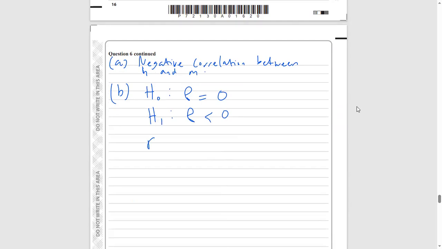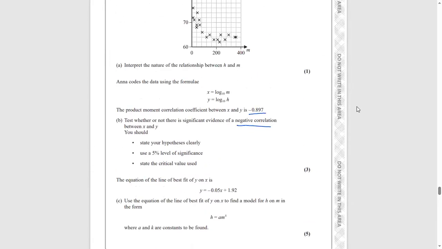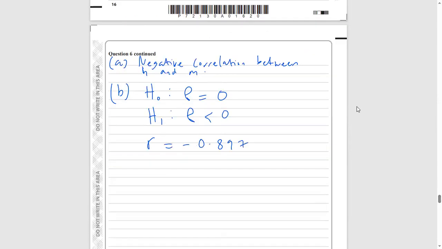I know that we've used rho in our hypothesis. So the standard procedure in a hypothesis test is that you use Greek letters in your hypotheses, but once you've collected your data, you use normal Latin letters. So R is basically the number that we got from our data. The correlation coefficient from our data was negative 0.897. So when we collected our data and plugged all the data into this special formula, that's the number that they got.